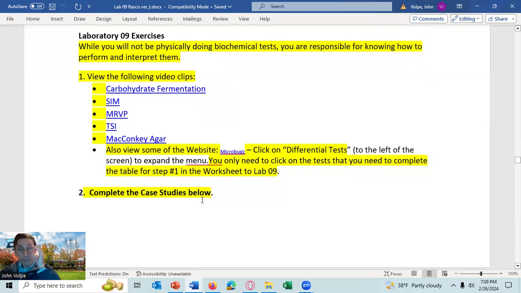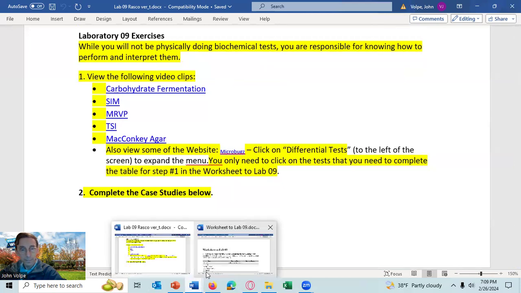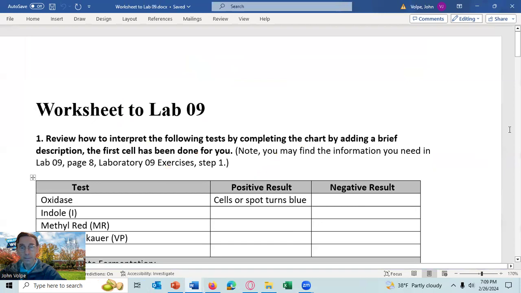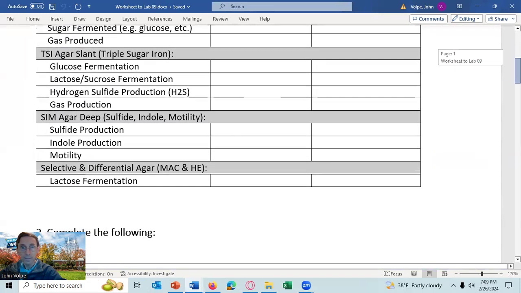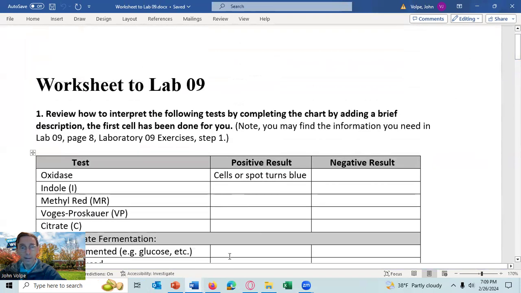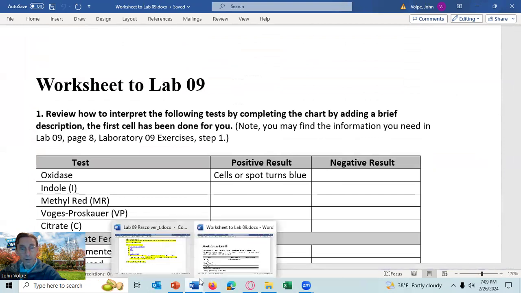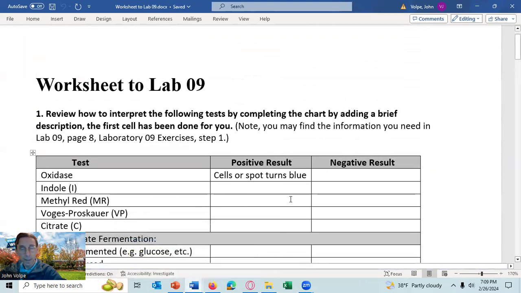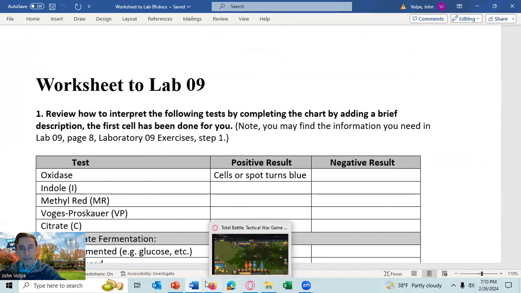We also have a website, MicroBuzz. I don't know why that's so small there. Let me look at the worksheet, see if it's that small. Oh, I don't have it on here. Anyways, click on the MicroBuzz worksheet. You can use the MicroBuzz website to get some of the information for filling in the table for question number one of the worksheet.